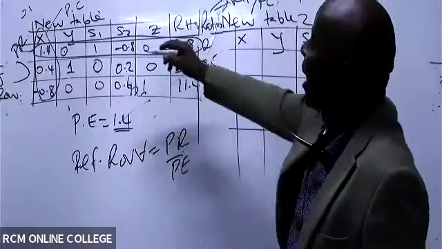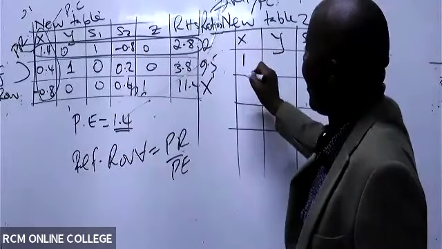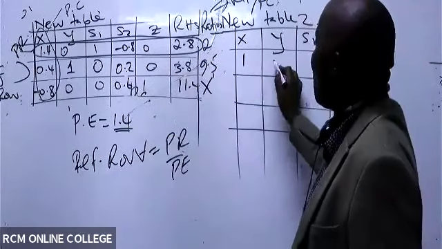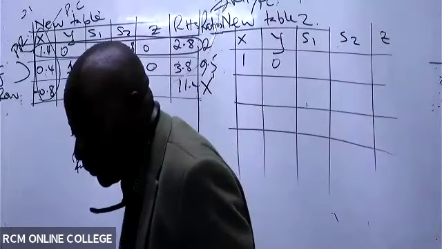Give me the new numbers. Tuanze hapa kazi woye. 1.4 divided by 1.4, that is 1. 0 divided by 1.4, that is 0. 1 divided by 1.4, somebody give me this answer.